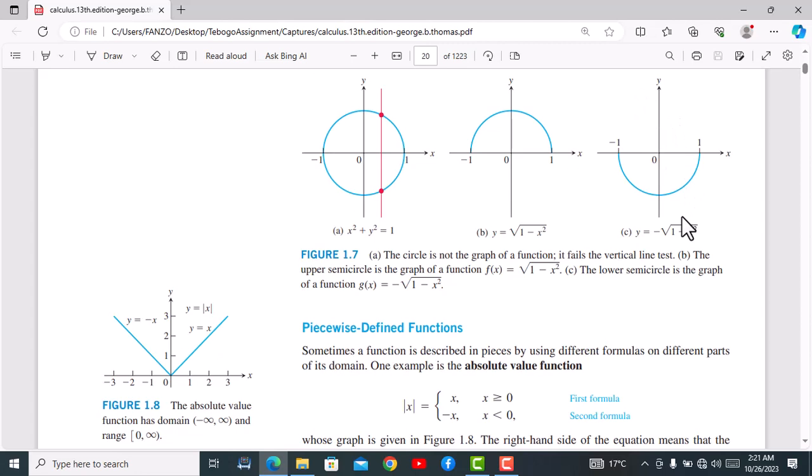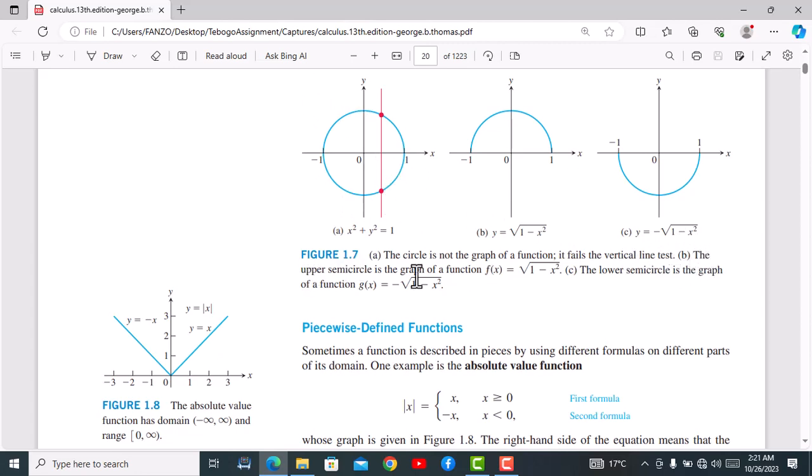So there is a one-to-one relationship happening between the values of x and the values of y. The circle, referring to a full circle here, is not the graph of a function, because it fails the vertical line test. We can see that.